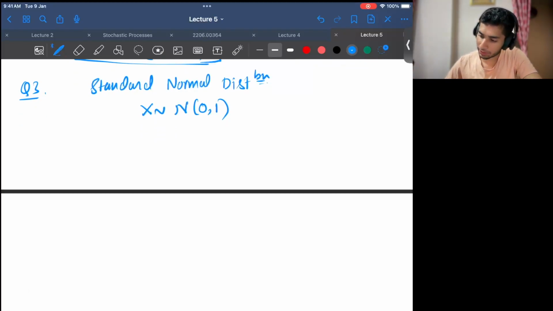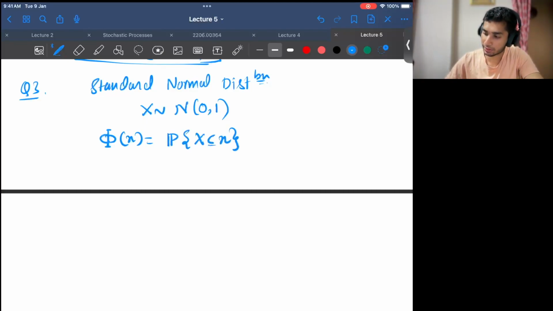We have some sort of special notation. So we denote the CDF of this random variable X with phi. So phi of x is nothing but the probability that X is less than or equal to small x.